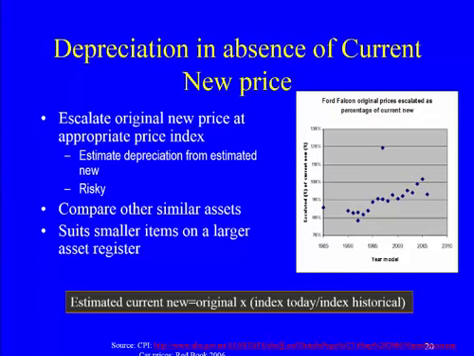Well, obviously we look for the market for resales of these assets wherever possible, but if we need to depreciate them, we can't depreciate them against the current new price because there isn't any. The way we overcome that is by escalating the original new price at an appropriate price index. Now, the most common price index that most people think of is the inflation rate, or the consumer price index. However, the Australian Bureau of Statistics also keeps more specialised price indexes or inflation rates for different situations.